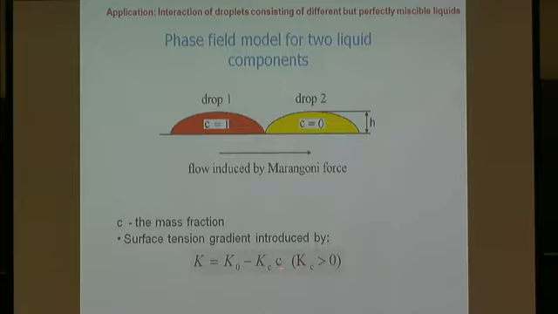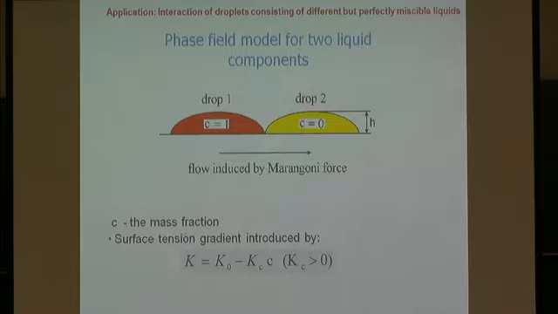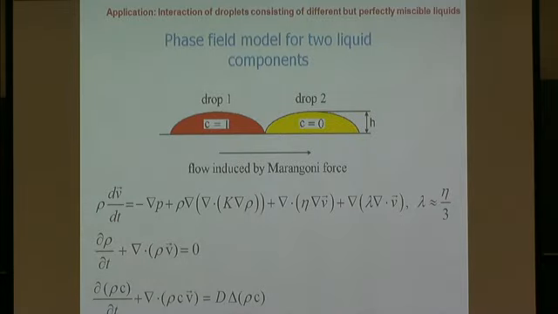And we have now in our system of equations, again, the Navier-Stokes equation, the continuity equation, and an equation which describes the evolution of the concentration field, so the conservation law for the partial masses.